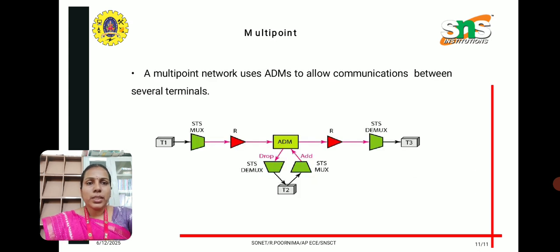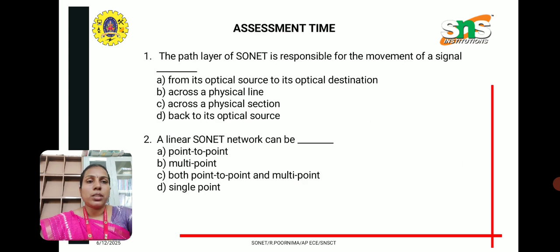Next is the multi-point network. Here different terminals are connected. For example, terminal 1 is connected to the multiplexer, terminal 2 is also connected to the STS multiplexer, and there is terminal 3. So here we have several terminals, and it allows communication between different terminals.